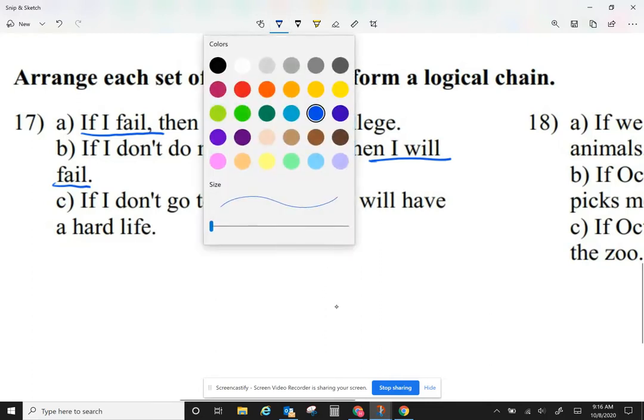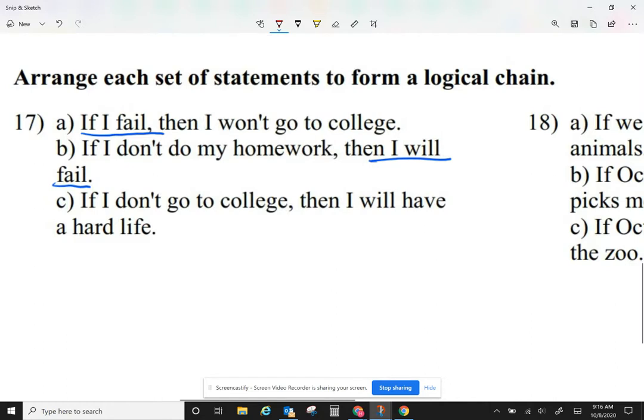Another thing we're going to see, statement C. If I don't go to college, then I will have a hard life. Now here I have I don't go to college. That's how C starts. But that is how A ends. So because the ending of A is the beginning of C, I know A comes before C. So I knew that B comes before A and A comes before C. So the order that I'm going to put them in is first B happens, then A happens, and then C.